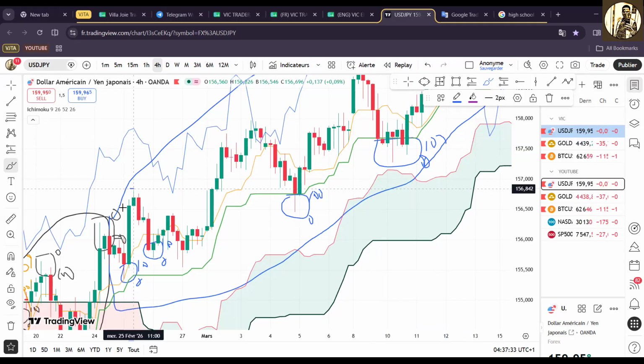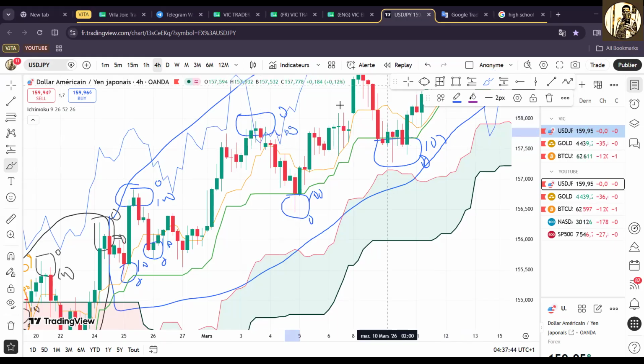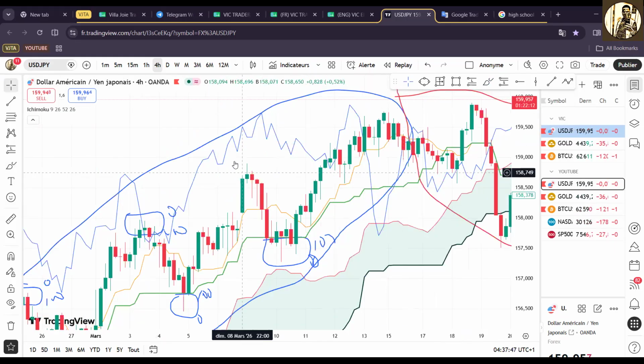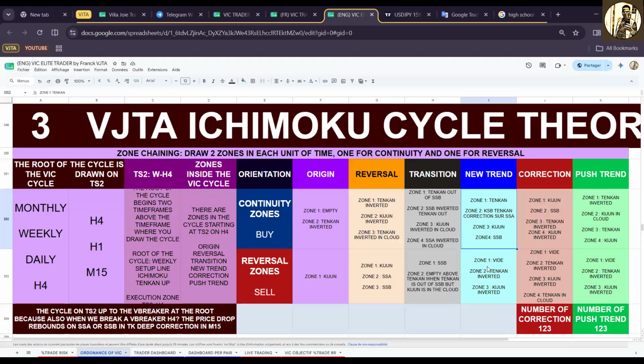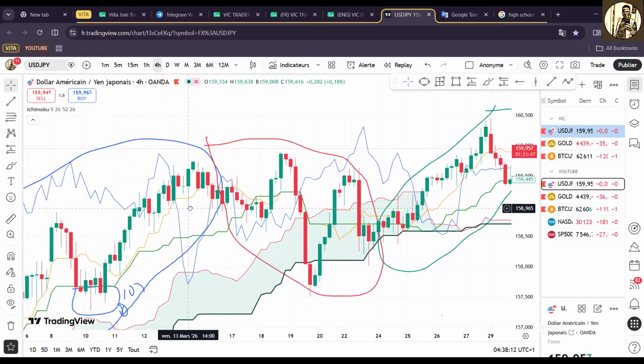Now, zone of reversal, you have the empty space, 0, 100. You have also this empty space, 0, 100, right? You make the price reverse to the downside. Even this one too. And lastly, the zone of reversal, you have the empty space, Tenkan inverted, Kijun inverted also. But let's go directly to the correction.